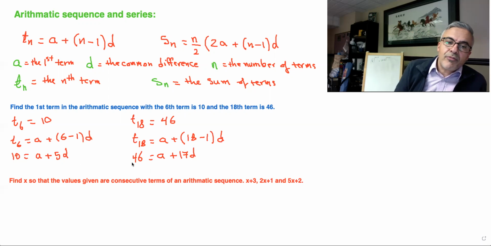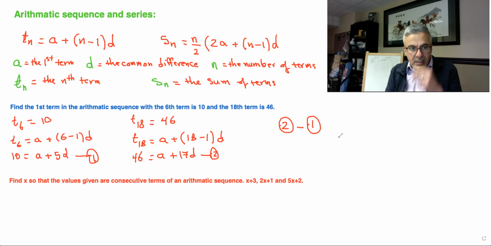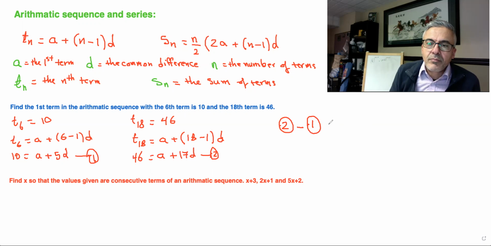Now I have two systems of equations here. I have this equation 1 and this equation 2. So what I'm going to do, I'm going to go equation 2 minus equation 1. So I'm just going to write them underneath one another here so we could see them. So there we go. 46 equals A plus 17D. And the other equation will be 10 equals A plus 5D.